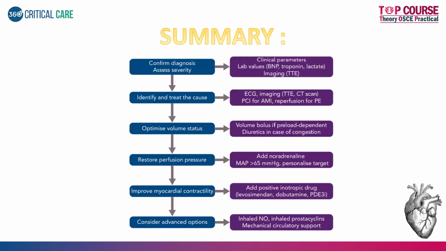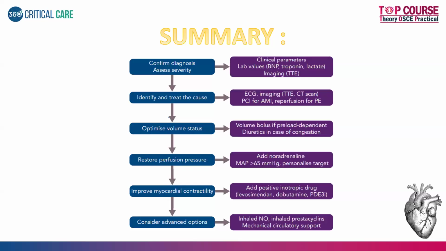So coming to the summary, always know the diagnosis, whether it is RV failure or LV failure. If it is an RV failure, assess whether it is acute or chronic. Look at the causes. Whether it's an acute event like a pulmonary thromboembolism or a myocardial infarction, chronic being decompensated heart failures. Then treat the cause accordingly, because if we don't identify and treat the cause, optimizing the next parameters would be unfruitful. So volume status, perfusion pressure, and myocardial contractility are what we need to choose.